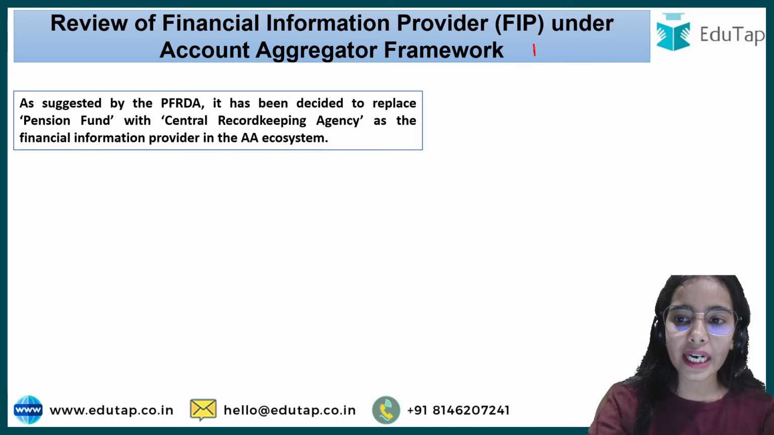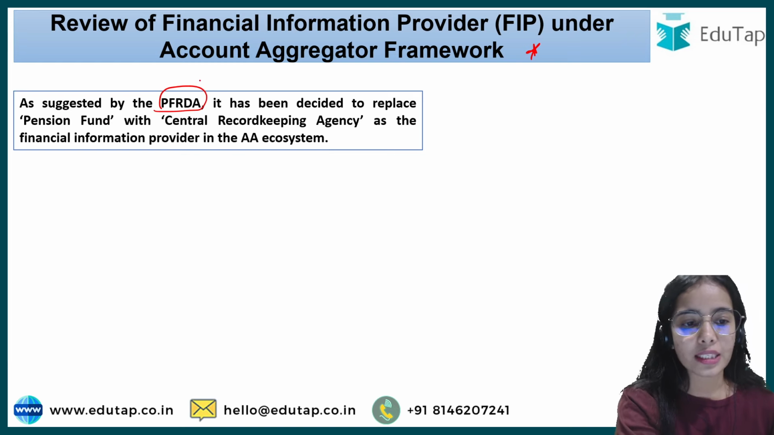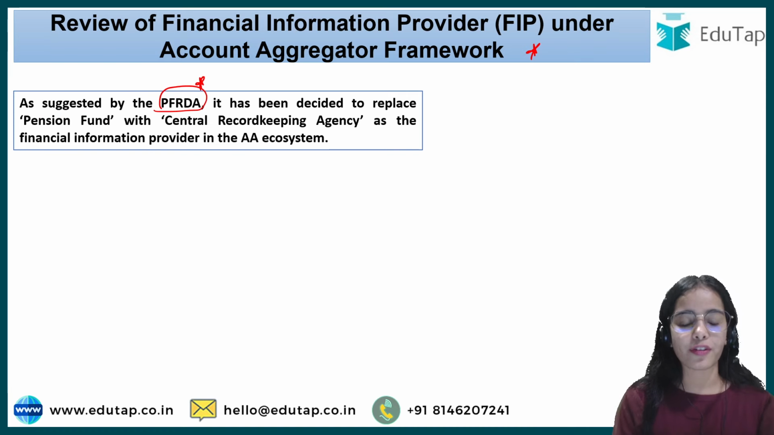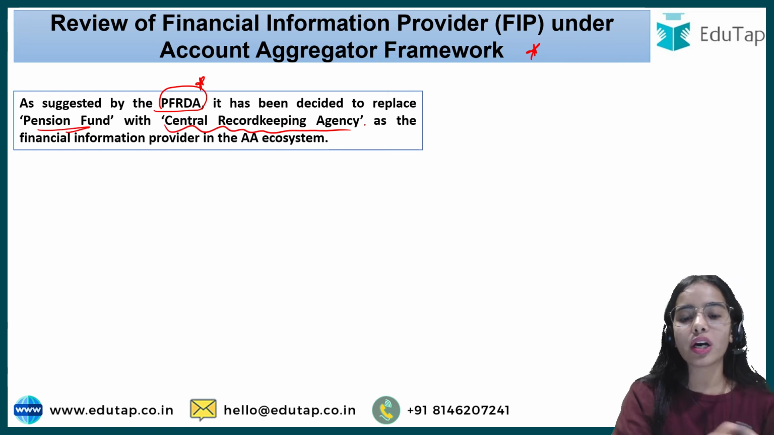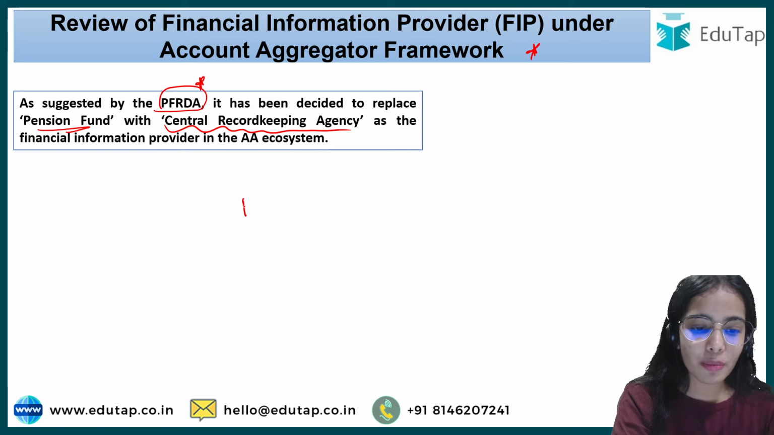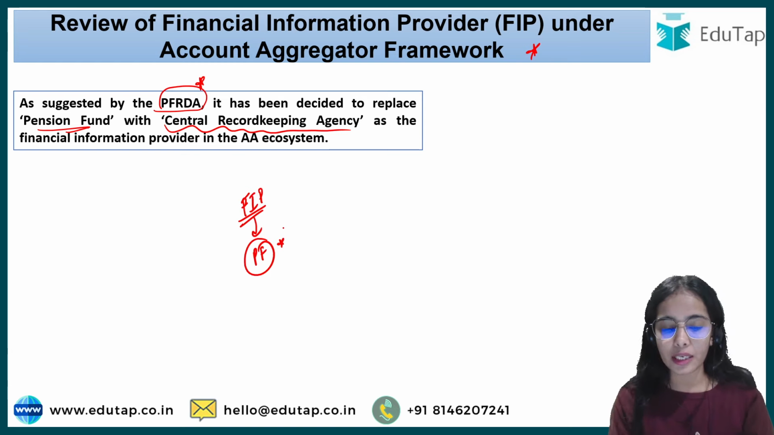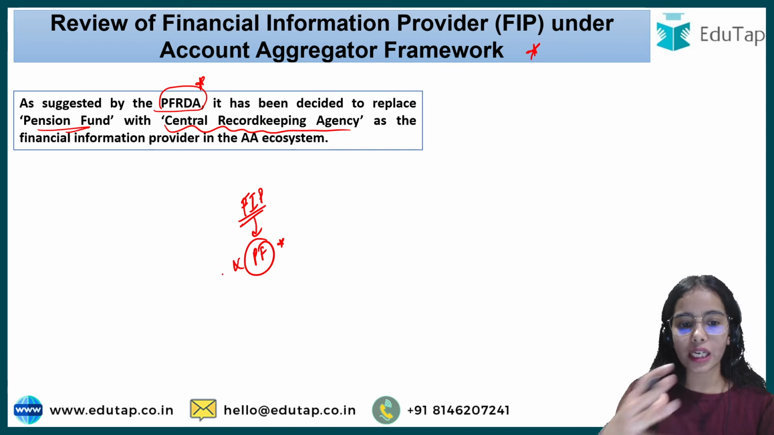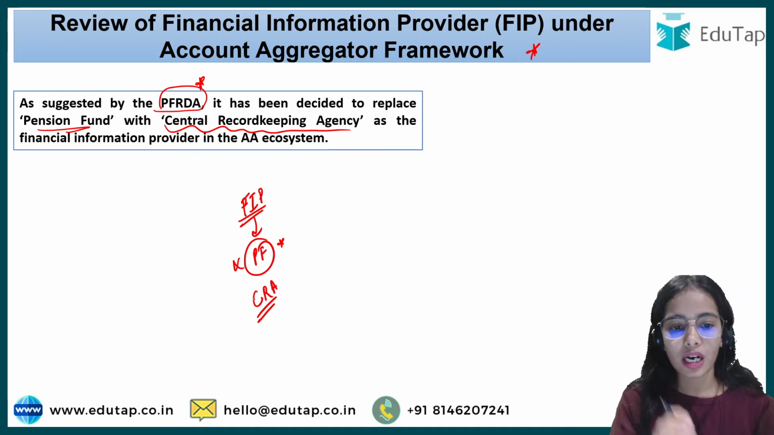Now coming to the second update, it has been suggested by the PFRDA, that is the Pension Fund Regulatory and Development Authority of India. It has been decided by PFRDA that the pension fund will be replaced with the central record keeping agency as the financial information provider. So in the financial information provider, there is the pension fund, that is PFRDA, that comes under the account aggregator ecosystem, but now it has been said that the pension fund will not come under the account aggregator ecosystem. It will be the central record keeping agency that will come under the account aggregator ecosystem.